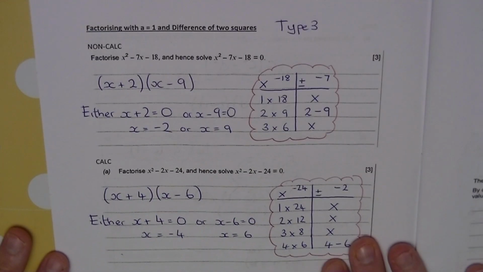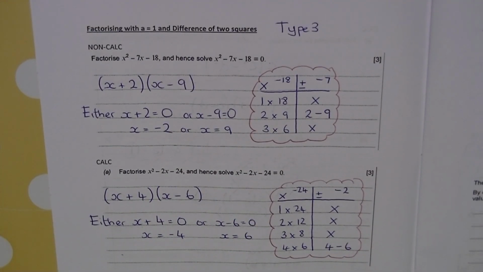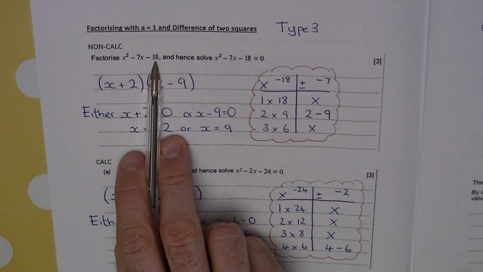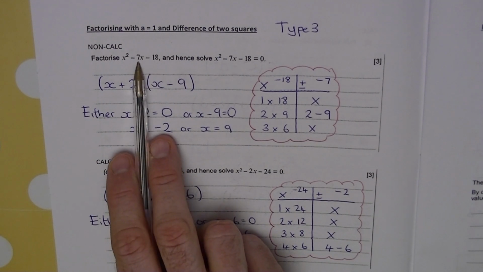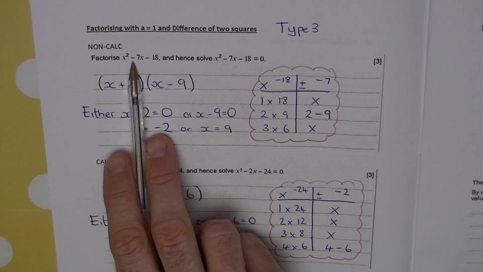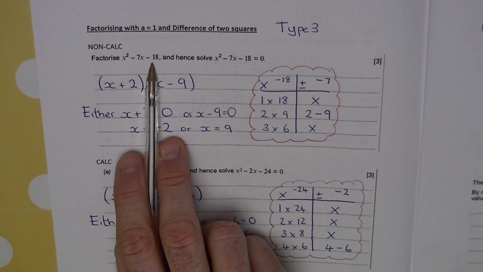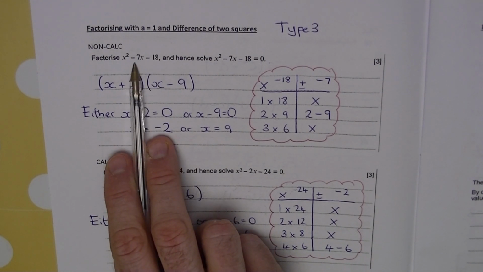Let's get into then type 3 questions, easy quadratics as I would call them, okay? What we're looking for here, let's deal with the factorizing bit. We'll come on to the hence solve, okay? The factorizing, we're looking for two numbers that will multiply to give the end number, or times to give the end number, that will then add or take away to give the middle number, the number before the x. There is no number at the start, that is why we're using this method, all right? It's 1x squared. So times to give minus 18 here, and add or take away to give minus 7.